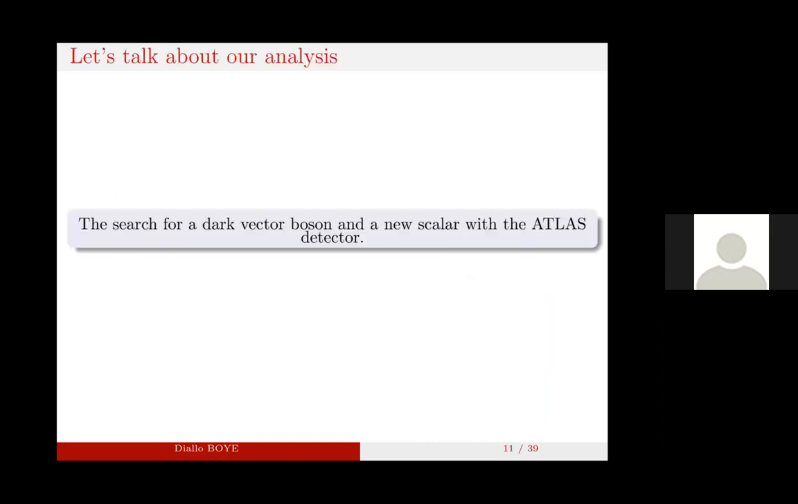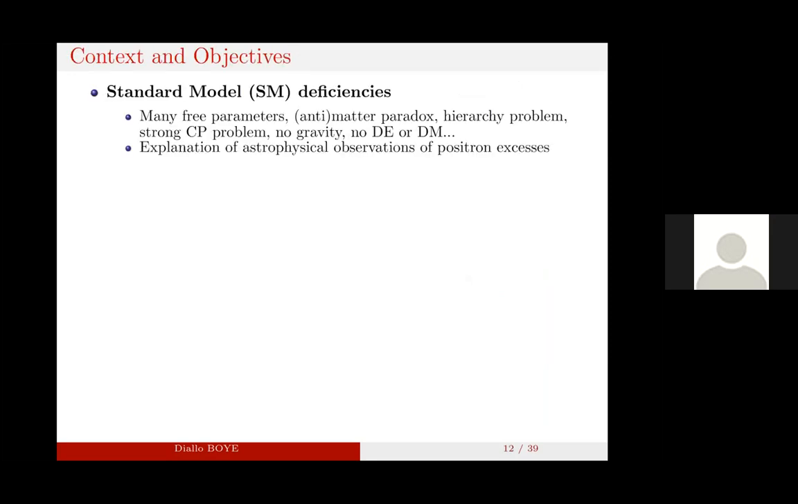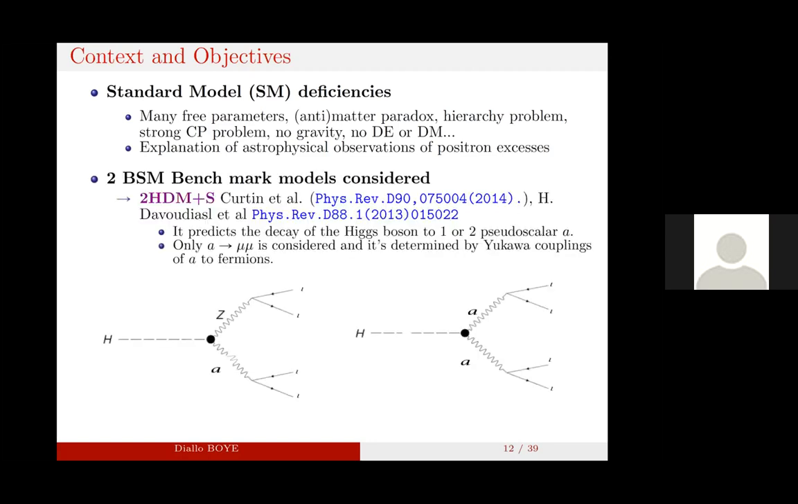Okay, so now let's talk about our analysis. As you know, the standard model has some deficiencies in the sense that it has many free parameters, the matter-antimatter paradox, the hierarchy problem, the strong CP problem, no gravity, no dark energy, no dark matter. It also can't explain the astrophysical observation of positron excesses. So that's why we need new physics, beyond standard model physics.